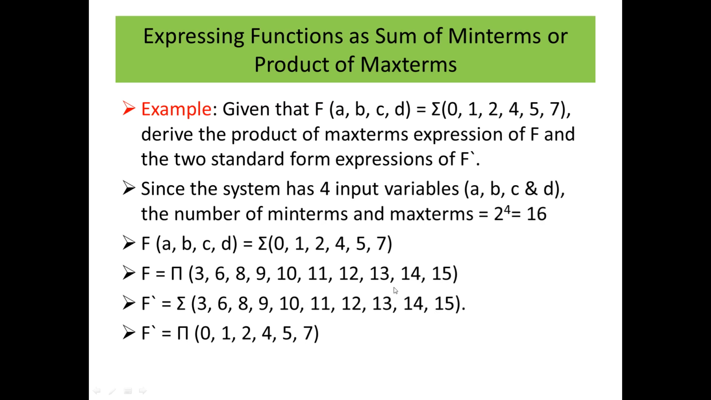0, 1, 2, 4, 5, 7 are the min terms. From this, write the max term. If I give a problem saying that these are the min terms, from this you write the max term. What do you do? You just write the terms which are not present in this summation expression. So you just write the terms 3, 6, 8, 9, 10, 11, 12, 13, 14, 15. These are the max terms.